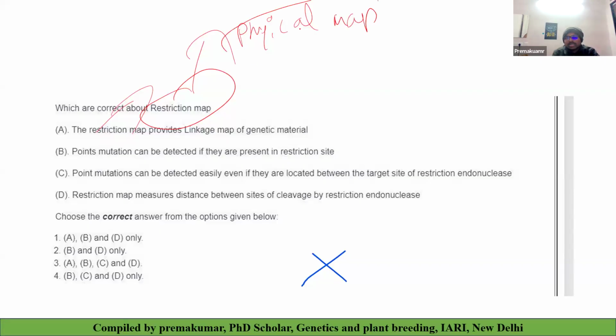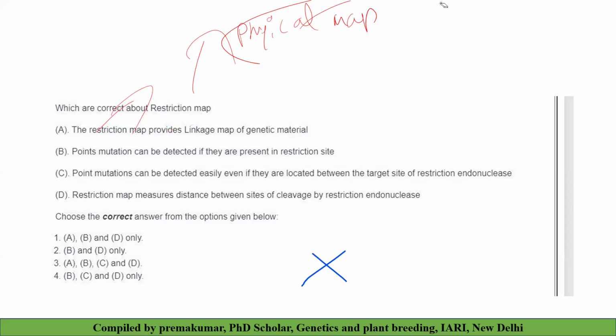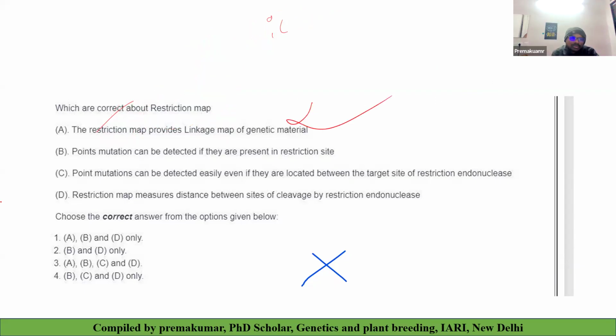We discussed what a physical map, cytological map, and linkage map are. Clearly this statement is wrong. Wherever A is there, you just put wrong. Then, point mutation can be detected if they are present in the restriction site. Absolutely, your RFLP is dependent on this. So B is correct. Both 2 and 4 will be there.